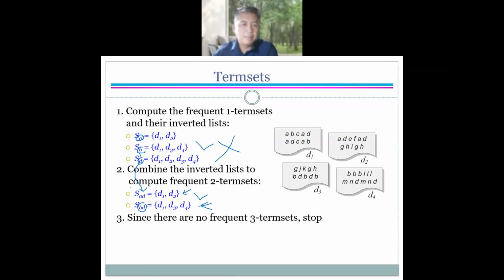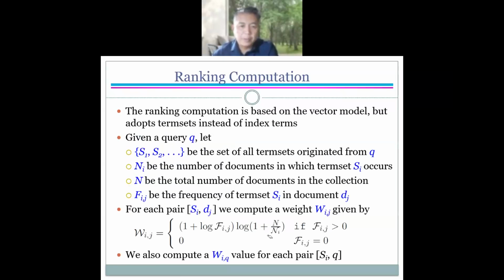Okay, but now, if we have these 5 frequent term sets, how do we compute the ranking? The ranking is computed based on this formula, the weightage. So this is your frequent term set, this is your TF, and this is your IDF.